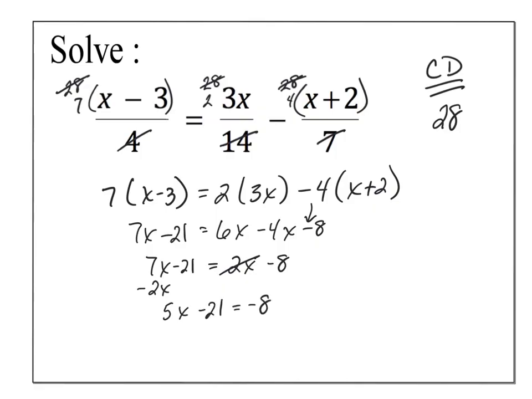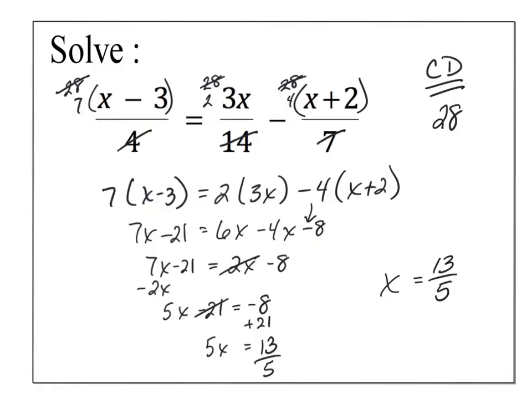Now I can do SADMEP. I see a subtraction, so I can move over here by addition. And I get 5x equals, what's that, 13? And I could divide by 5, and I get x equals 13 fifths. And we leave it 13 fifths.